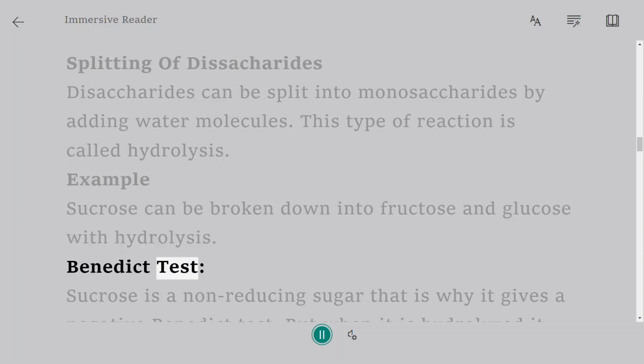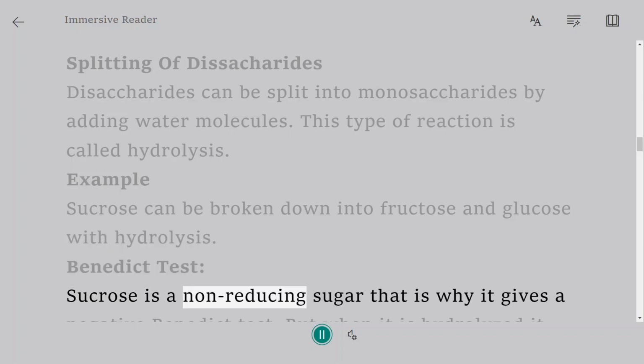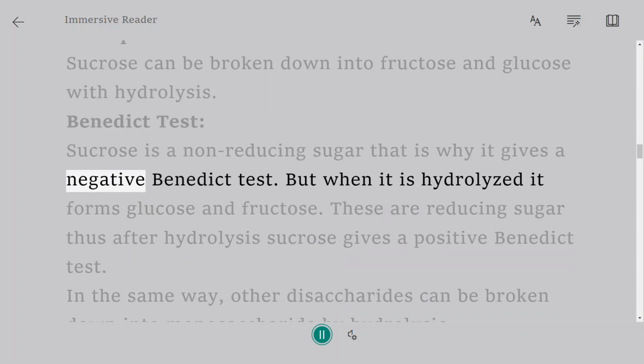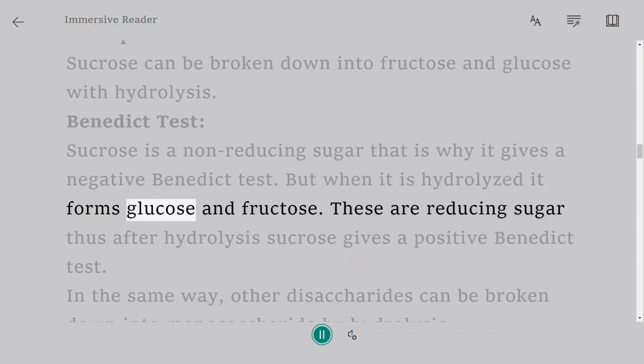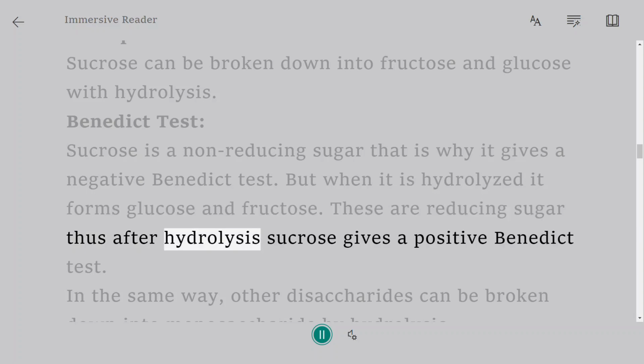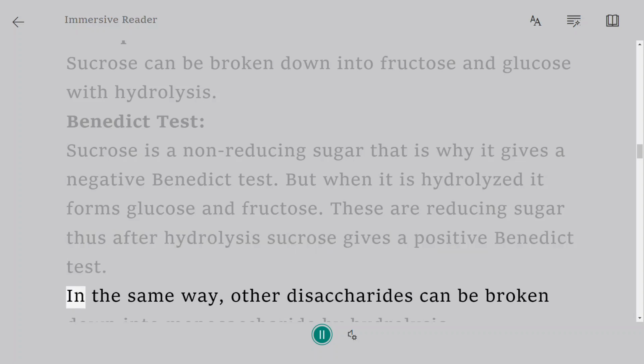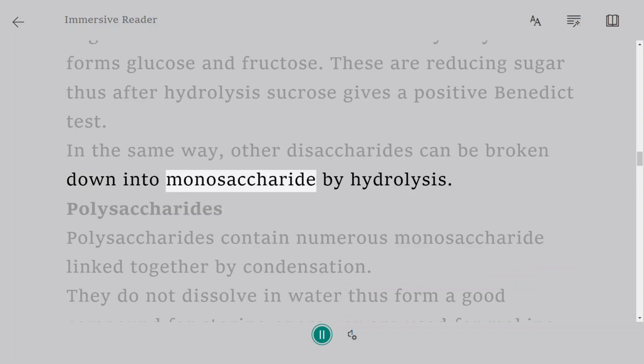Benedict test. Sucrose is a non-reducing sugar, that is why it gives a negative Benedict test. But when it is hydrolyzed, it forms glucose and fructose. These are reducing sugars, thus after hydrolysis sucrose gives a positive Benedict test. In the same way, other disaccharides can be broken down into monosaccharides by hydrolysis.